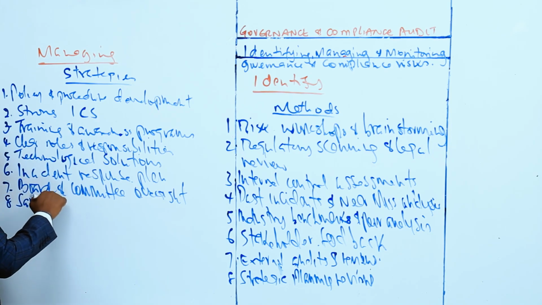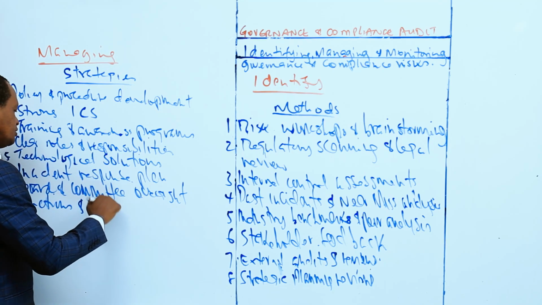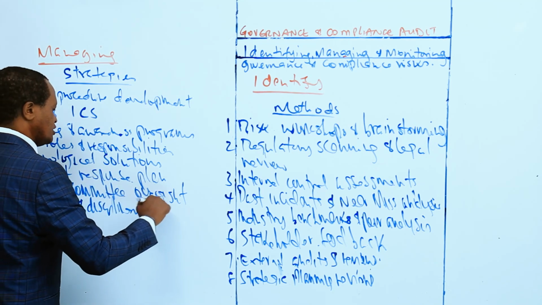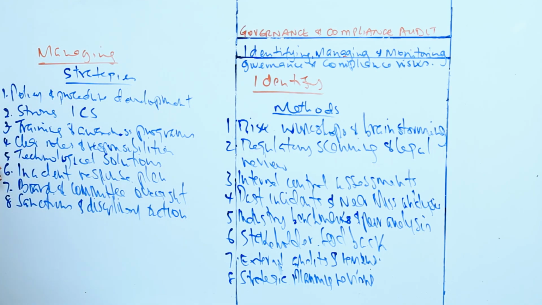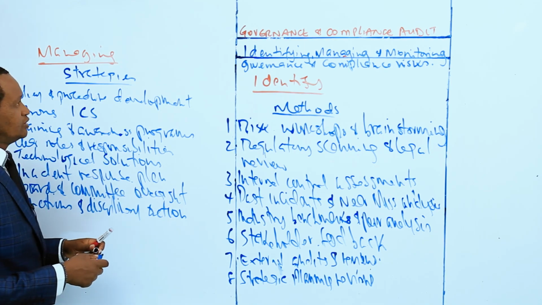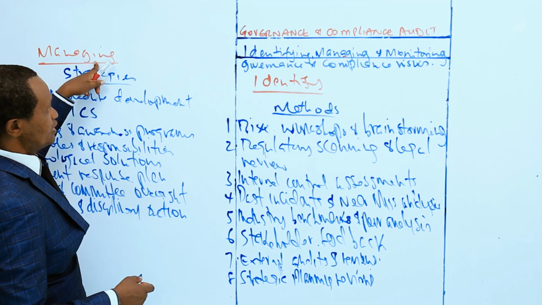Sanctions and disciplinary action is another strategy to manage risks. This means implementing clear disciplinary procedures for non-compliance to reinforce the importance of adherence and also to deter future violations. So these are 8 strategies to manage governance and compliance risks.